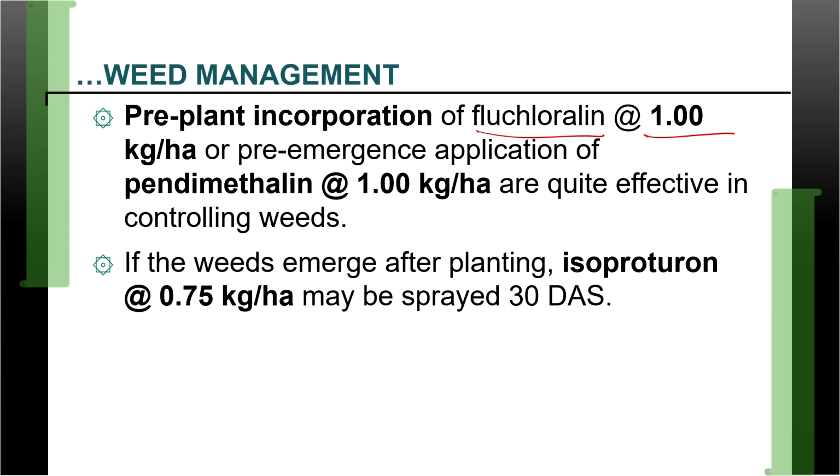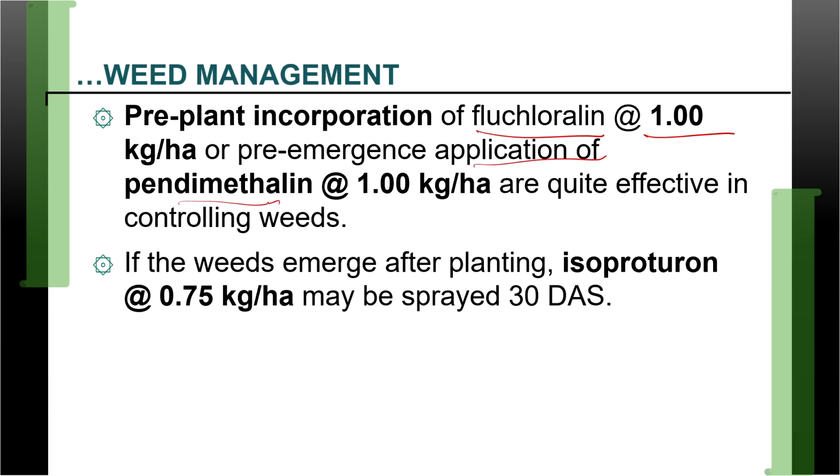So here the herbicide will be sprayed on the soil, applied on the soil, and it needs to be incorporated into the soil. Otherwise, photodecomposition can happen. So for pre-plant incorporation, the herbicide should be mixed in the soil. And the rate of application is 1 kg AI, active ingredient, per hectare, or pre-emergence application of pendimethalin.